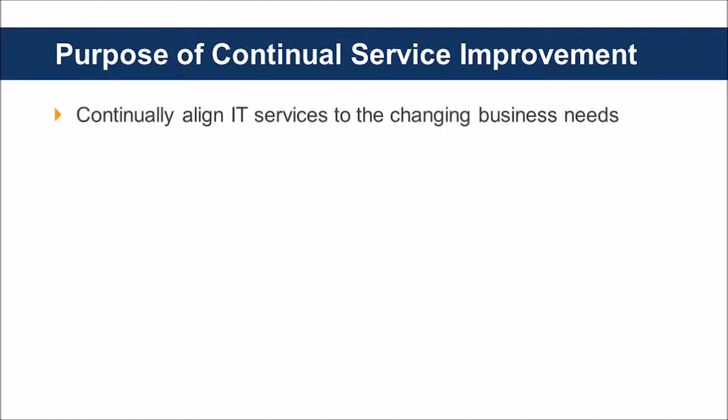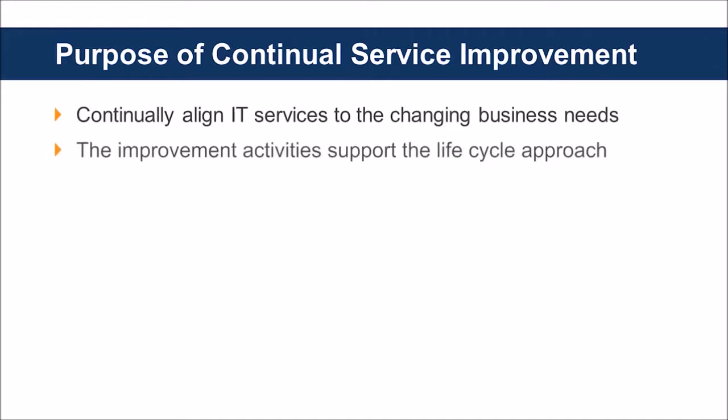The first thing we need to cover in CSI is its purpose. So why does a business need continual service improvement? The primary purpose of CSI is to continually align and realign IT services to changing business needs. This is done by identifying and implementing improvements to IT services that support business processes. These improvement activities support the lifecycle approach.